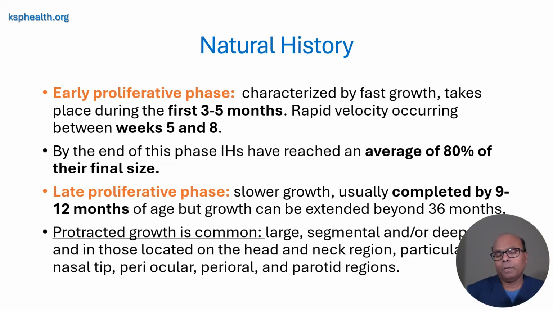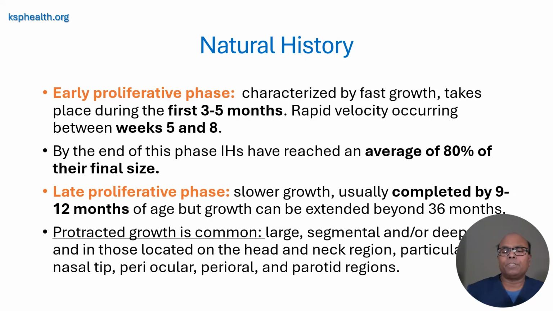So what is the natural history of hemangioma? It has 3 phases. 1, early proliferative phase. 2nd, late proliferative phase. 3rd, involution phase. The early proliferative phase, characterized by fast growth, takes place during the first 3 to 5 months. Rapid velocity occurs between weeks 5 and 8, that is somewhere between 1.5 months to 2 months. By the end of this phase, hemangioma has reached an average of 80% of its final size.